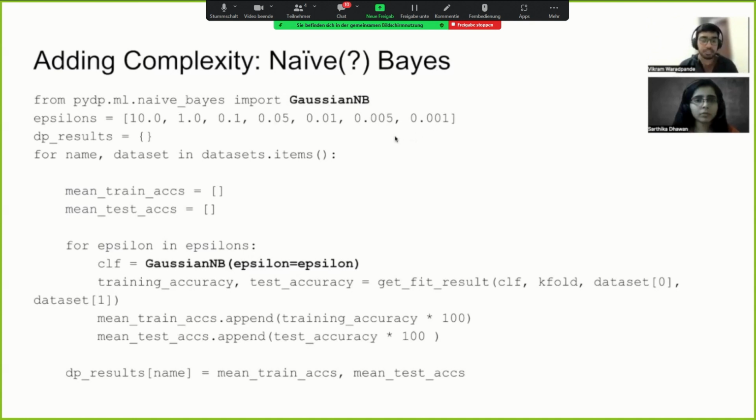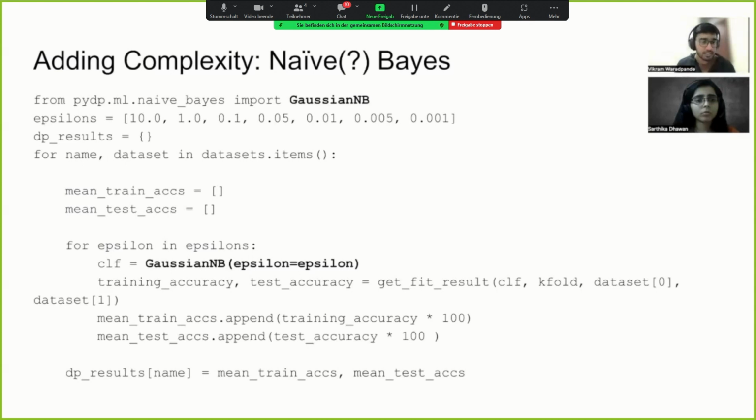For folks who are experienced in machine learning, you might recognize that this code snippet is exactly like the sklearn implementation of using Naïve Bayes. We'll go from the top. First, we import the Gaussian Naïve Bayes algorithm from the ML submodule of PyDP. And we have a bunch of epsilons ranging from 0.001, 0.01 to 10. And then for all these values of epsilon, we run the Naïve Bayes algorithm on a set of data sets.